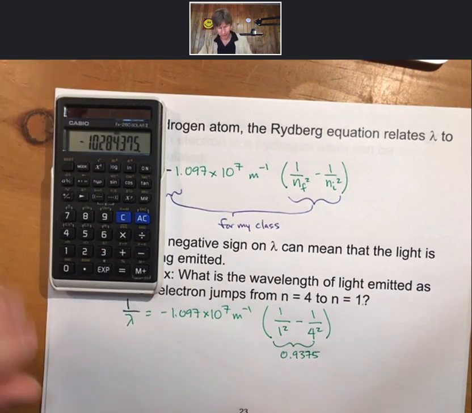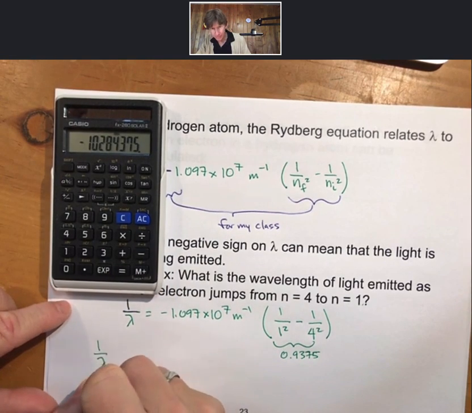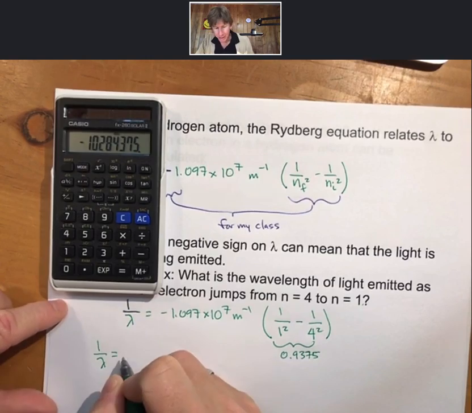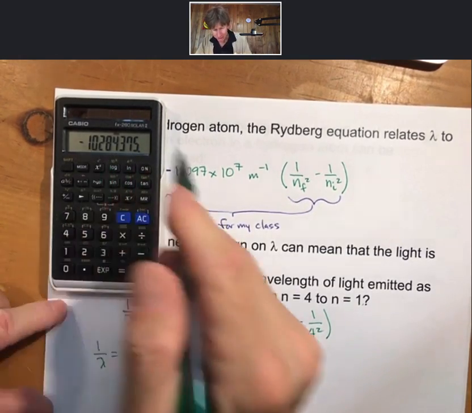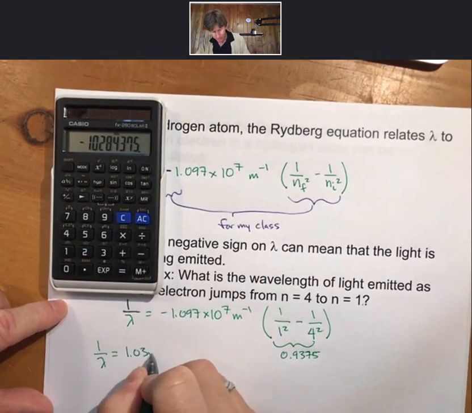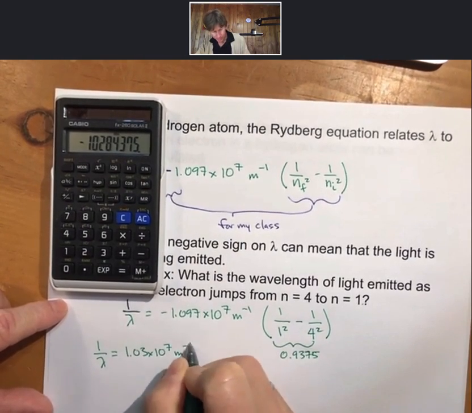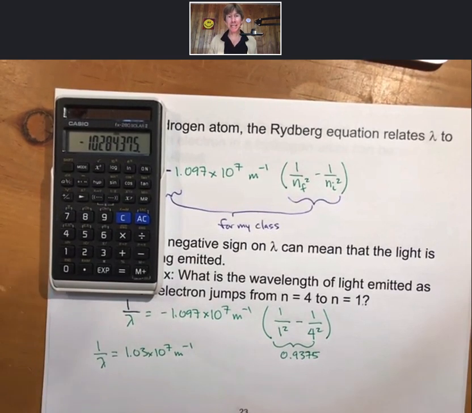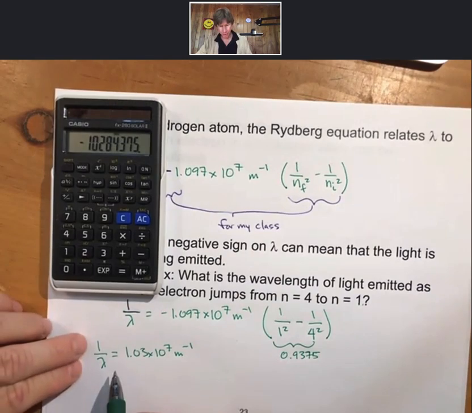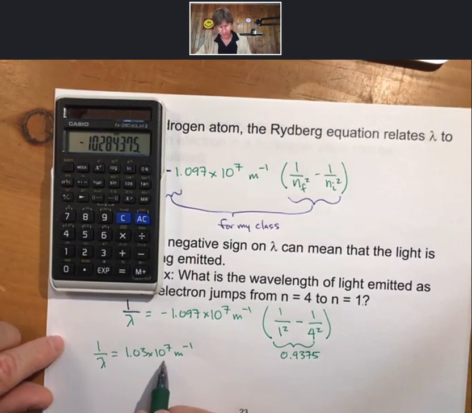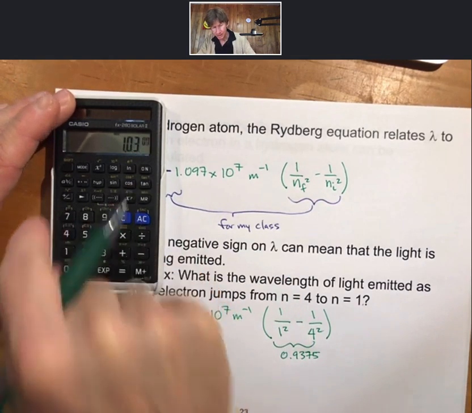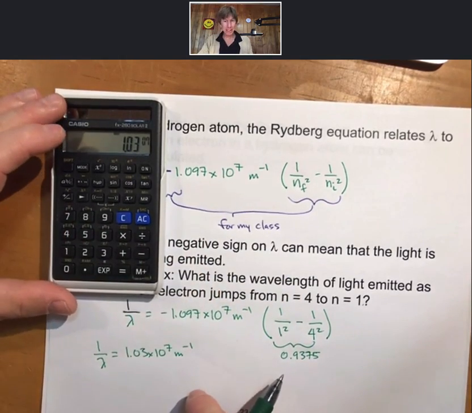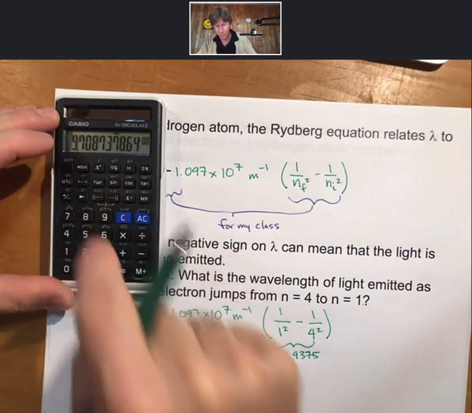I get this large number here. And I'm going to put it in scientific notation: 1.03 times 10 to the plus 7th meters to the minus 1. Then I'm going to take the reciprocal of this number in order to get wavelength. Go back to 1.03 times 10 to the 7, then shift 1 over.